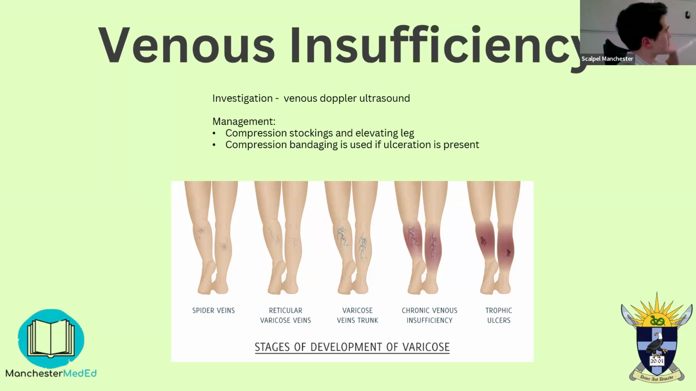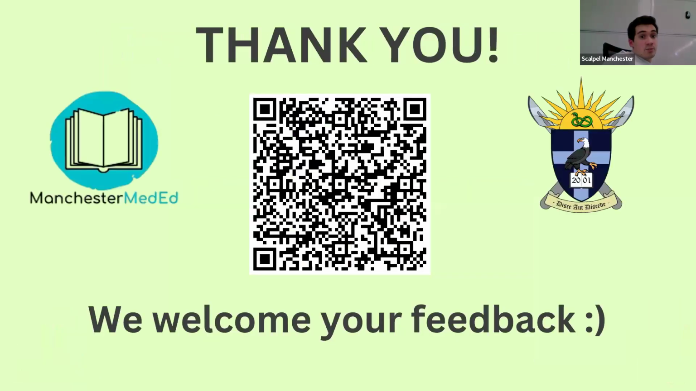As you can see here, this is a nice diagram sort of showing the progression of venous disease. So those spider veins are the very early signs you're getting venous congestion. Progress to varicose veins, then chronic insufficiency, where you get the lipodermatosclerosis and discoloration, which eventually progresses to ulceration. That's a very, very quick whistle-stop tour of vascular surgery.